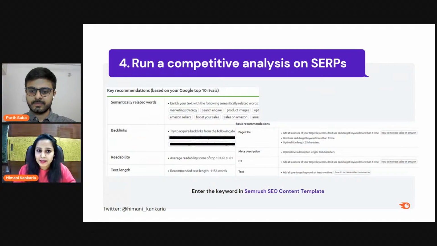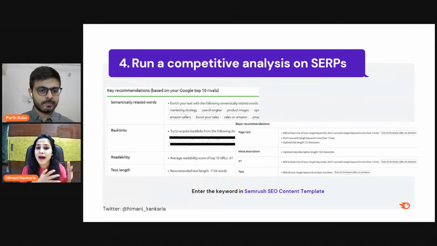So the next step is you need to run a competitive analysis on SERPs. Obviously, if we are trying to compete with the blogs and achieve rank 1 of featured snippets, we need to see how other people are doing, right? So SEMrush has this SEO content template, which I use. Earlier, I used to do it manually, but now because SEMrush has this feature, I am able to speed up my process.